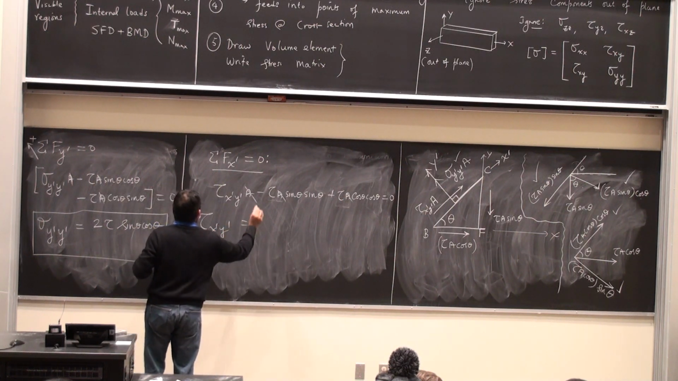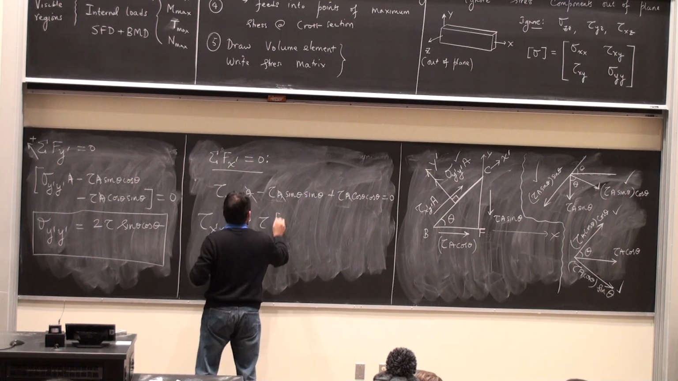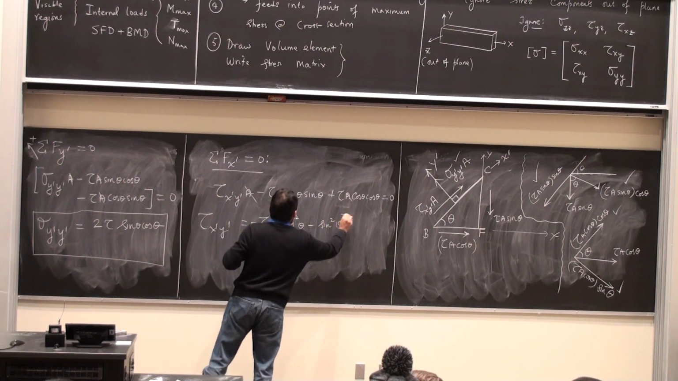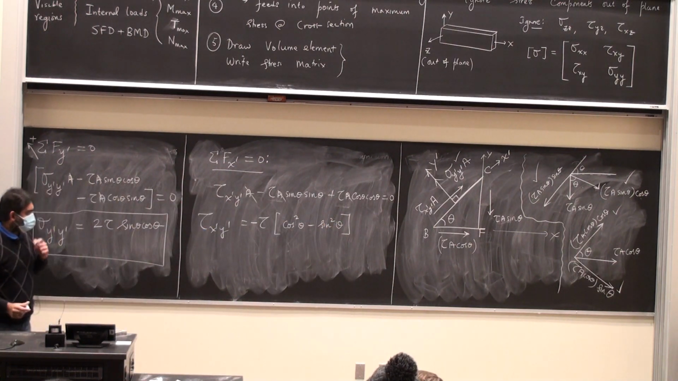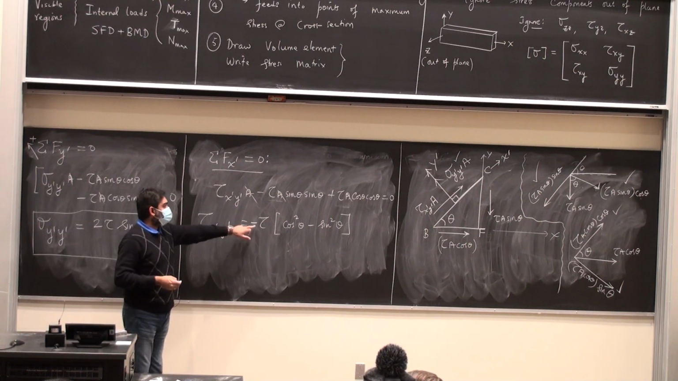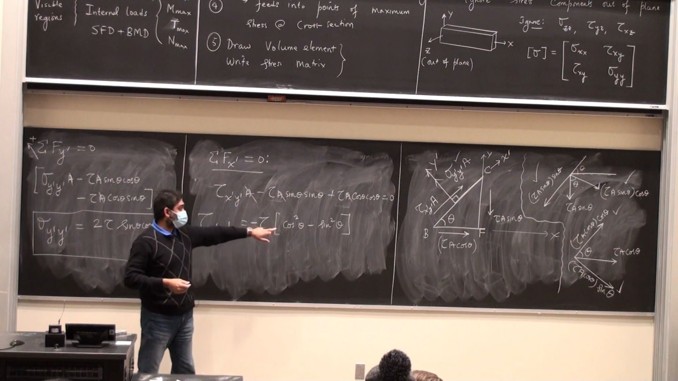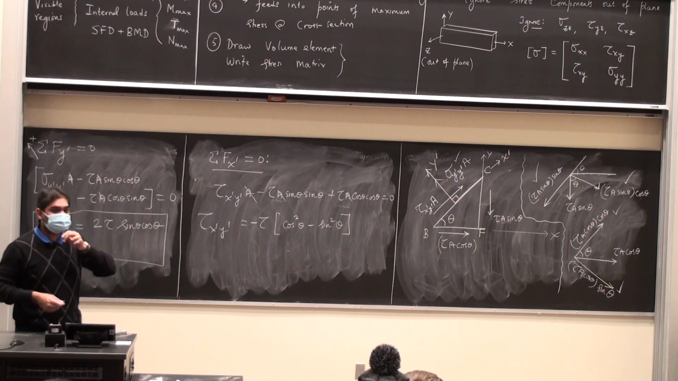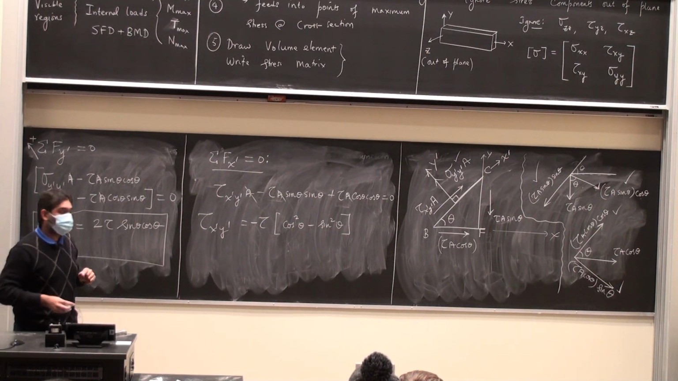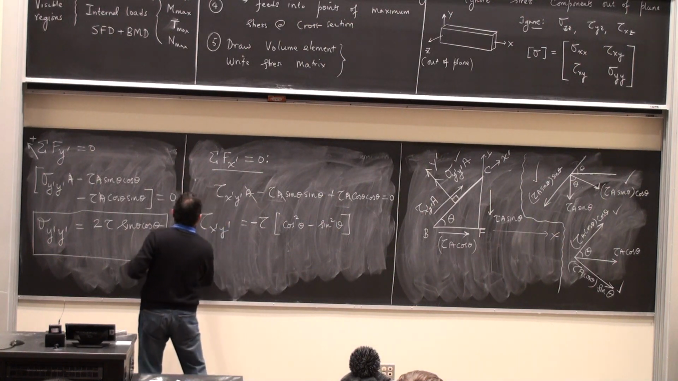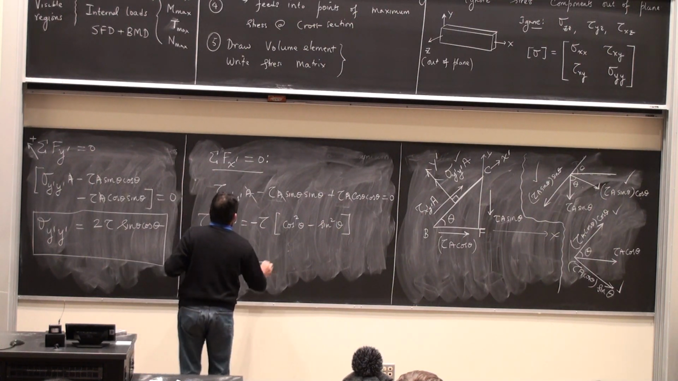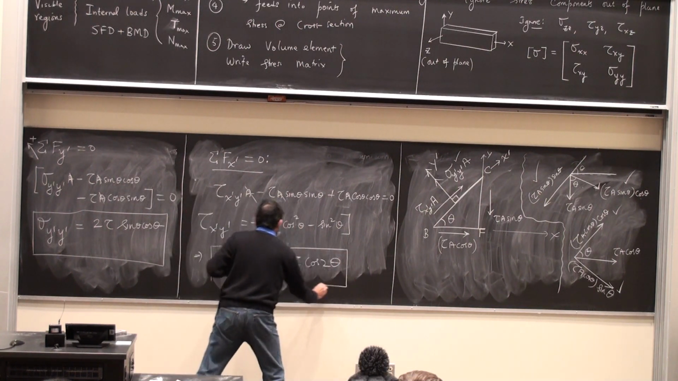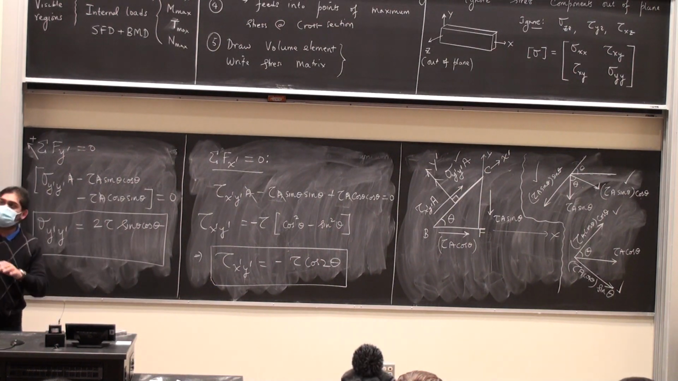Tau x prime y prime is tau times... I purposely wrote it this way. Notice there is a negative sign because I want to write cosine square theta first and sine square theta next, because cosine square theta minus sine square theta is cosine 2 theta. That's the reason I wanted to write it up. So this is essentially minus tau cosine 2 theta. All we did was force balance.